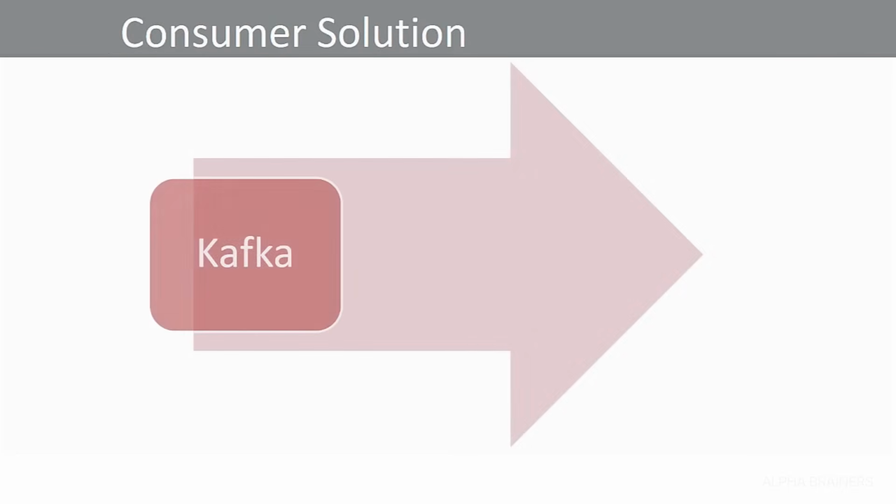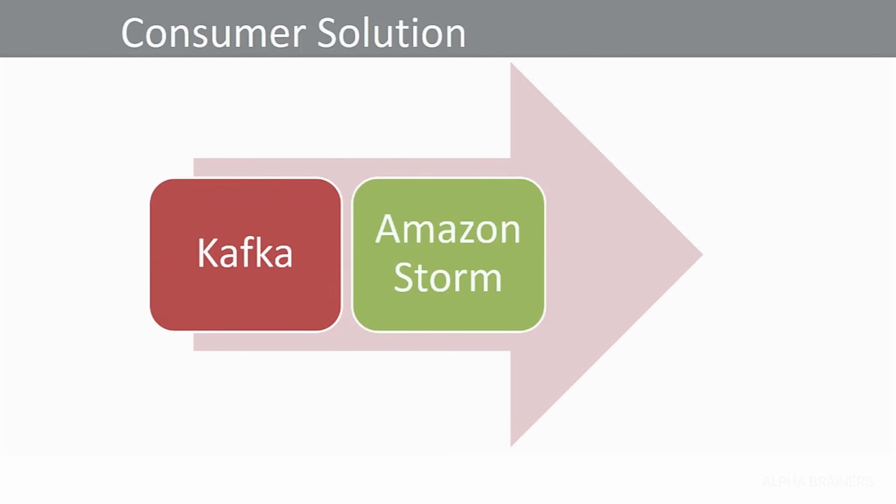And then the consumer solution, remember, consumer is what's going to retrieve the information and do something with it. Obviously, that's going to start off with Kafka. So the consumer application is going to read some data from Kafka, and they make use of something called Amazon Storm. Another great project, if you get a chance to take a look at it. It does real-time data processing.